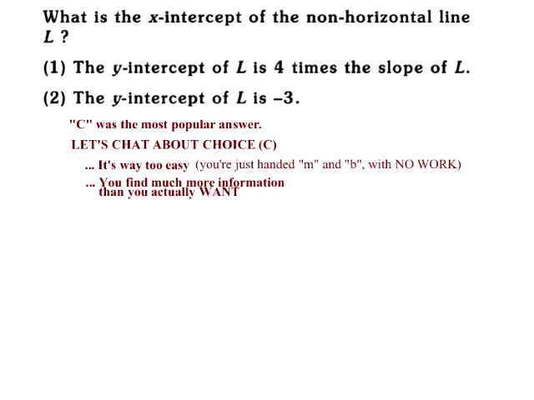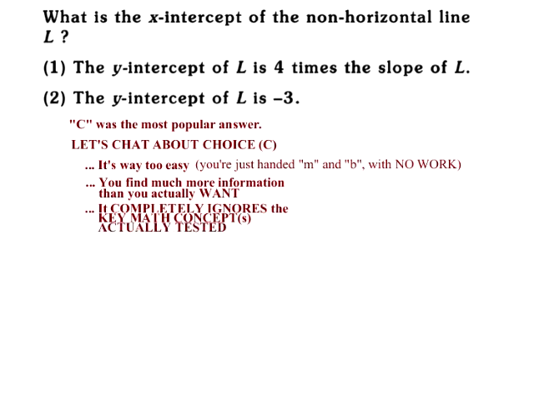Because, again, the only thing we actually want in this problem is the x-intercepts. I mean, we don't care where the line is, and we certainly don't need m and b. And then most importantly, this solution completely ignores the key math concepts actually tested in the problem.